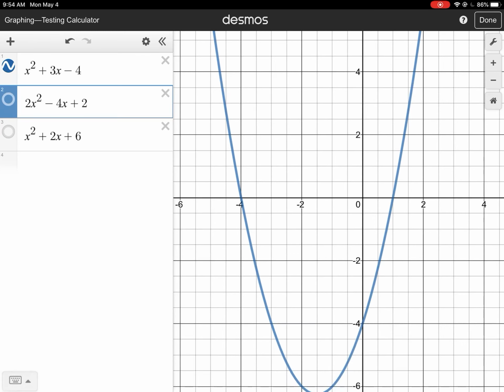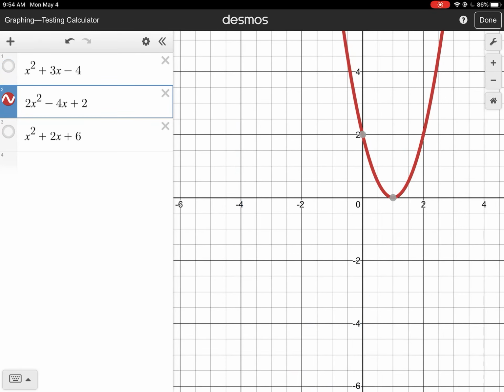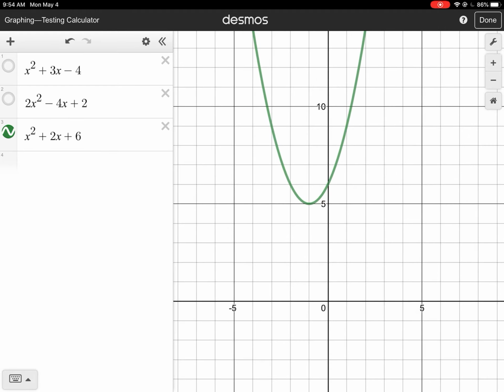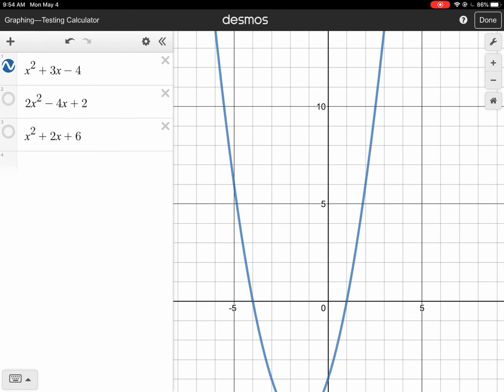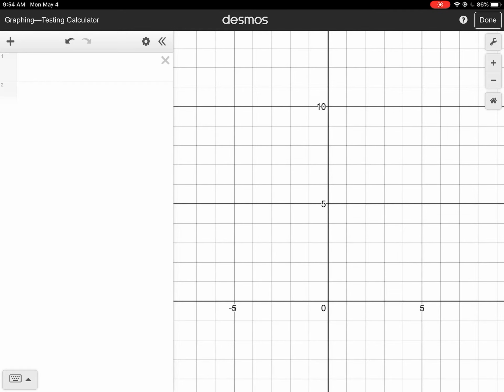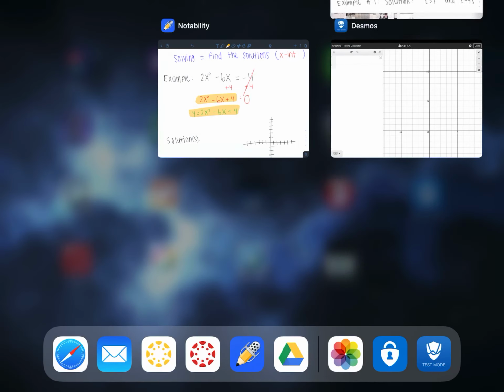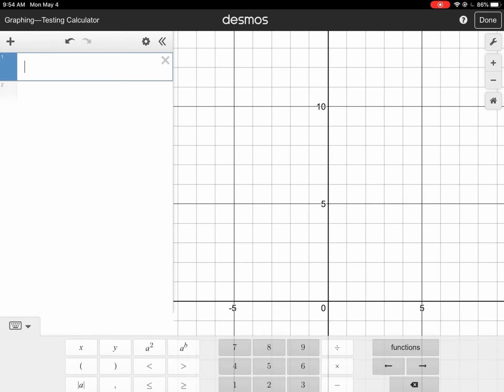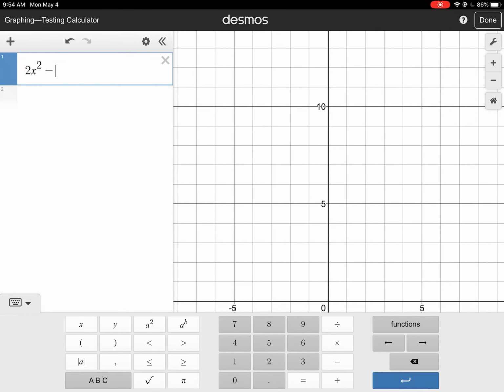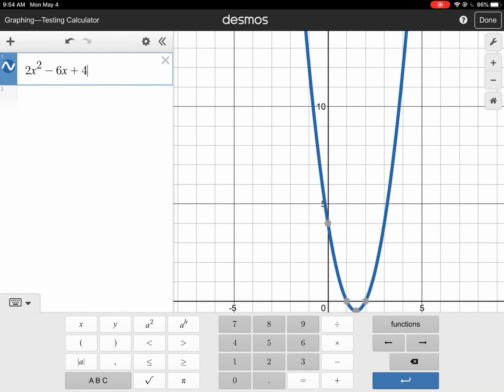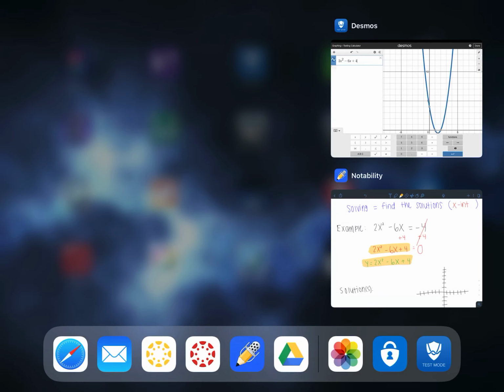I could also have a graph that looks like this. Well, this graph has only 1 x-intercept, 1, 0. So I could have 2 solutions, I could have 1 solution, or I could have 0 solutions because it doesn't touch the x-axis. So there are 3 different scenarios here, so you want to make sure that you're aware of all of those things. So now I'm going to type in the equation. It is going to be 2x squared minus 6x plus 4. Okay, so this is the equation that we're given.